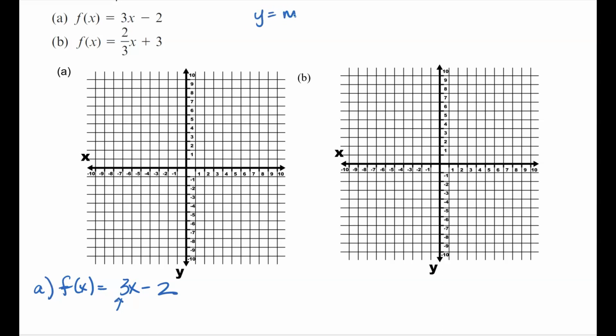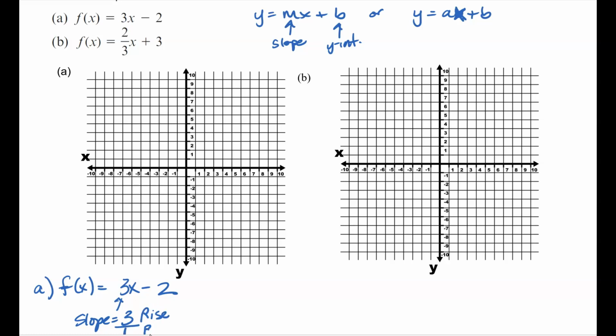So y equals mx plus b, or you could think of it like above, ax plus b. The number in front of the x is always the slope, and the number by itself without the x is always the y-intercept. And so the slope in this one is 3, and the way we interpret that, if it's a whole number, I always like to put it over 1, and I like to think of it as rise over run. And if it's a positive rise, that means you're going up. If it's a negative number, it means you're going down.